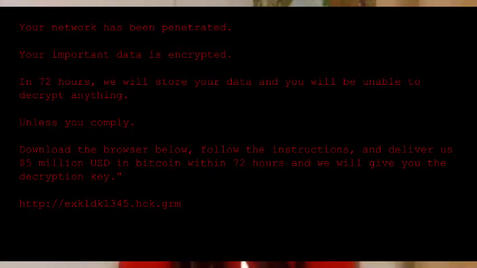Some time goes by with no issue, but suddenly my screen freezes. A few of my nearby coworkers are experiencing the same thing. Suddenly, my screensaver turns black with the message on the screen. The message reads, "Your network has been penetrated. Your important data is encrypted. In 72 hours, we will store your data and you will be unable to decrypt anything unless you comply. Download the browser below, follow the instructions, and deliver us $5 million in Bitcoin within 72 hours, and we will give you a decryption key."